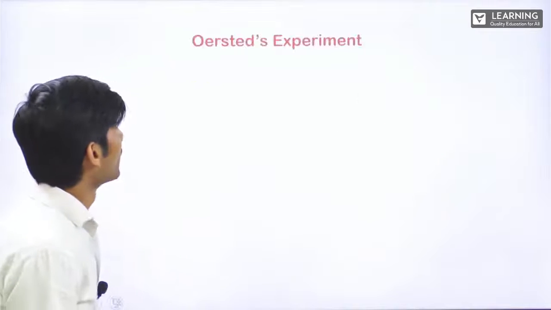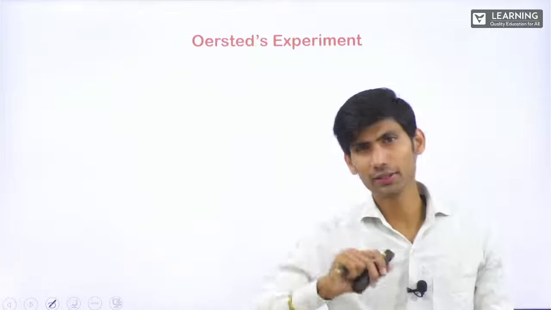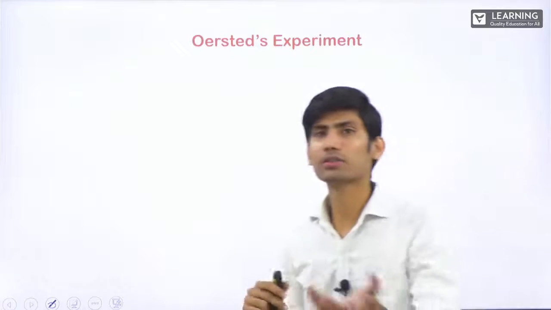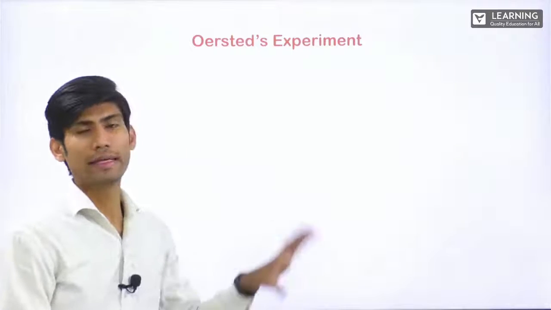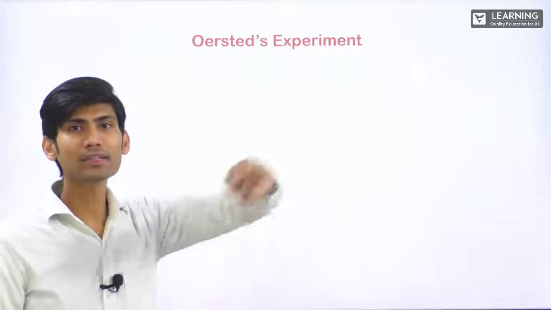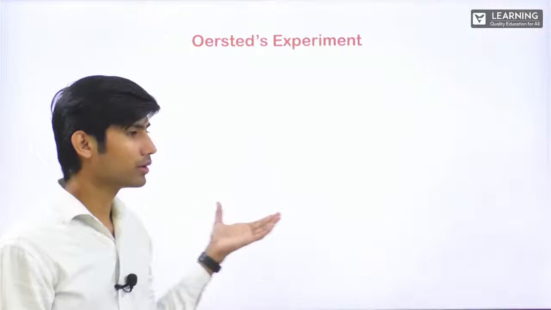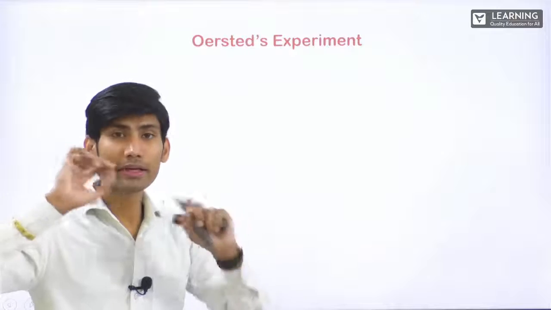Next. Now comes the Oersted's experiment. This experiment also you have studied in your 10th standard. What is this experiment? Basically, there was a scientist, Hans Christian Oersted. Now this scientist, he did an experiment. Before he did the experiment, magnetism and electricity had no relation with each other. I mean, according to people, magnetism was a different thing, electricity was a different thing, completely different.